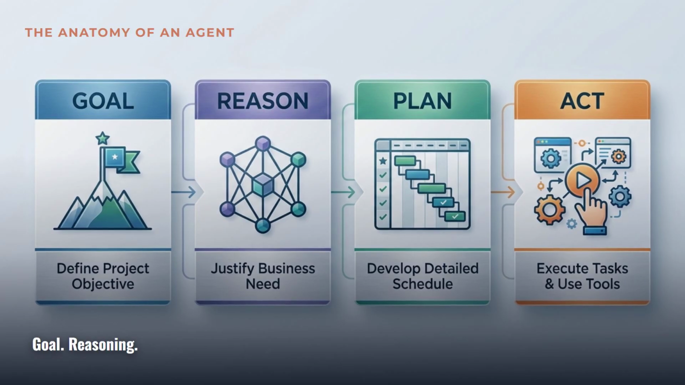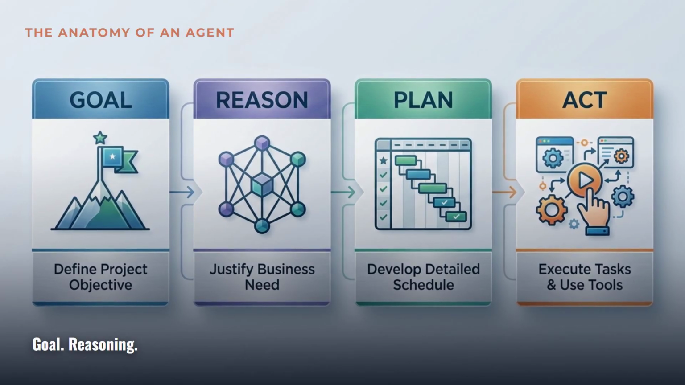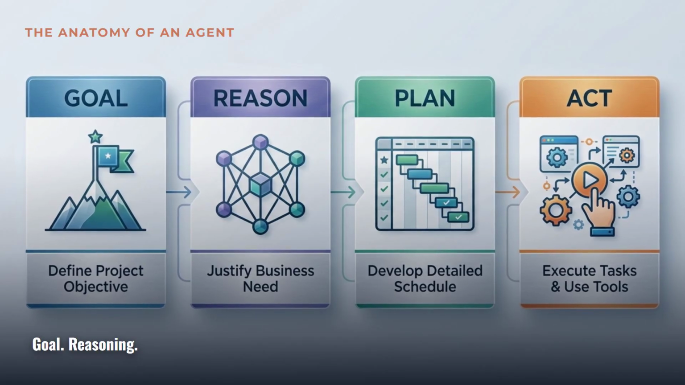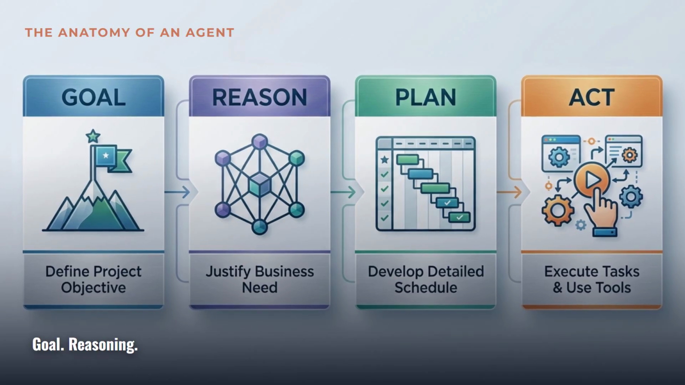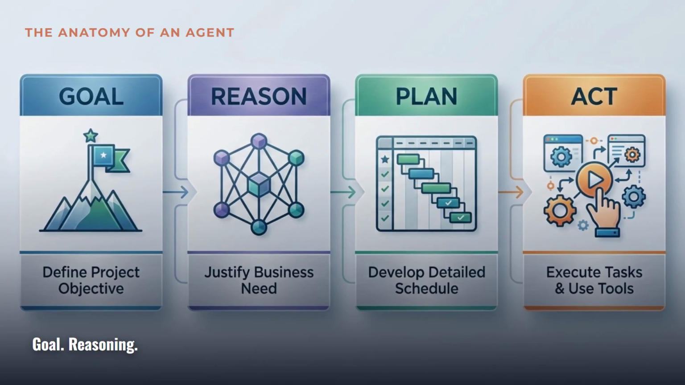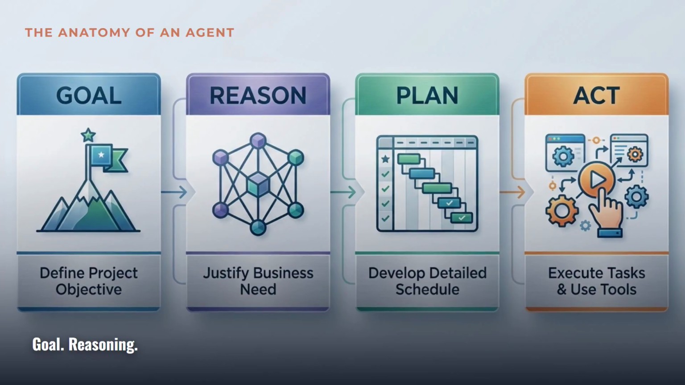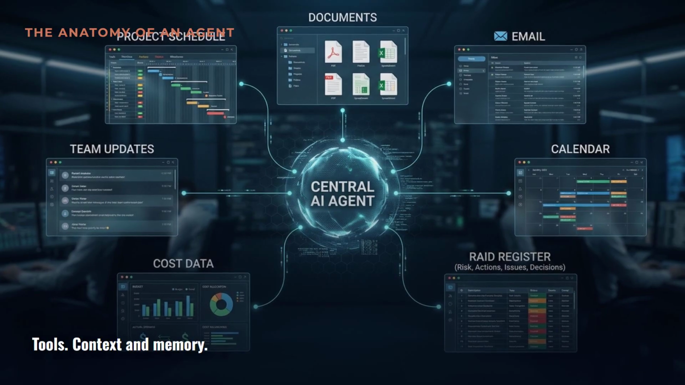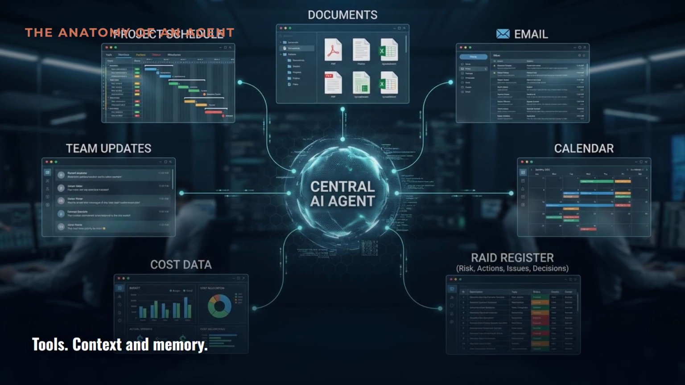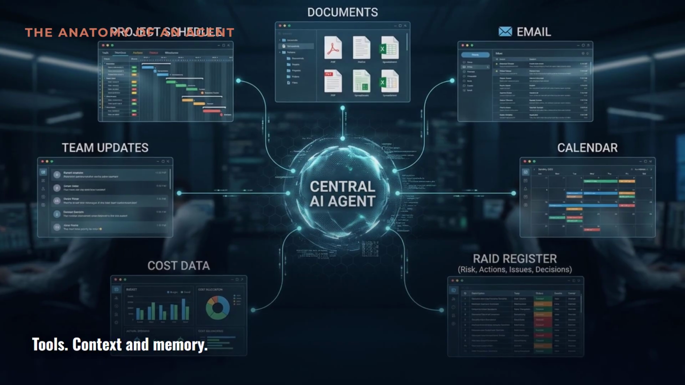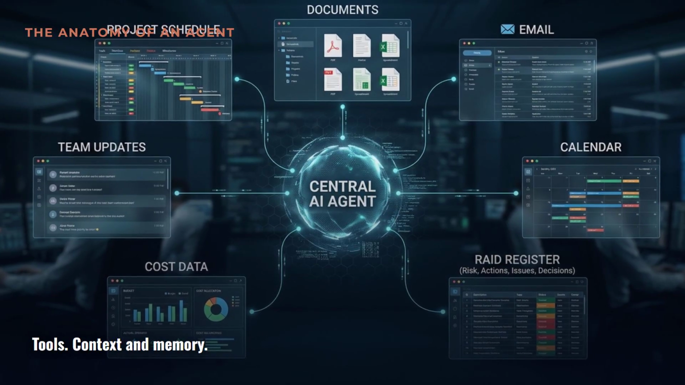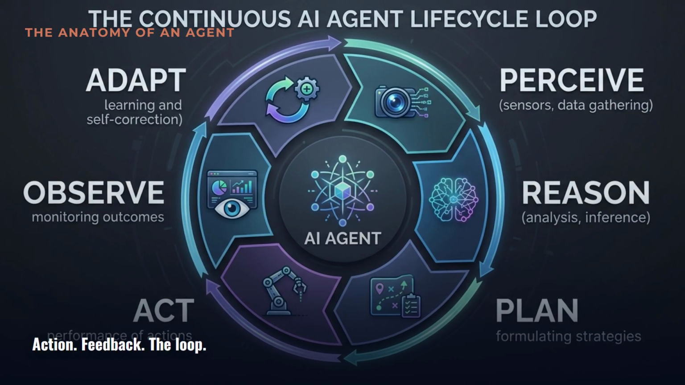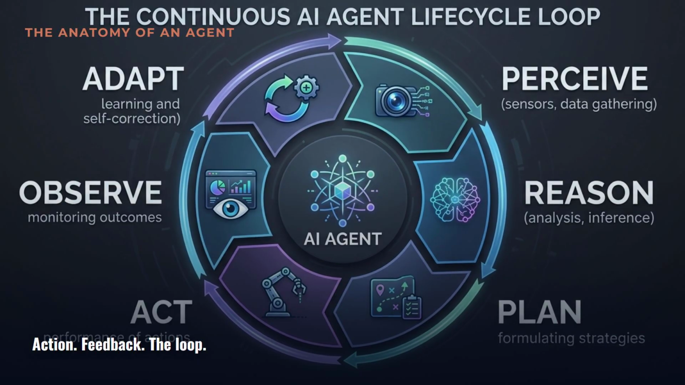Let's simplify this into 6 parts. First, a goal. What are we asking the agent to achieve? Second, reasoning. The agent works out what it should do next. Third, tools. It might access your project documents, your PM platform, a spreadsheet, or your calendar. Fourth, context and memory. Information about the project and often information from earlier interactions. Fifth, action. It analyzes something, updates a record, drafts a communication, or triggers another workflow. Sixth, feedback. It observes what happened and decides what to do next.